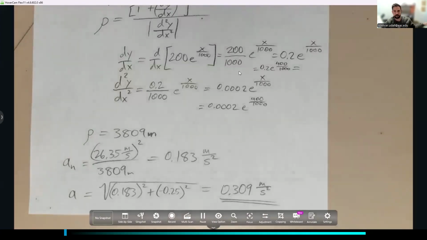So that's a good little problem there where we've got no constant radius. We had to come up with an instantaneous radius.